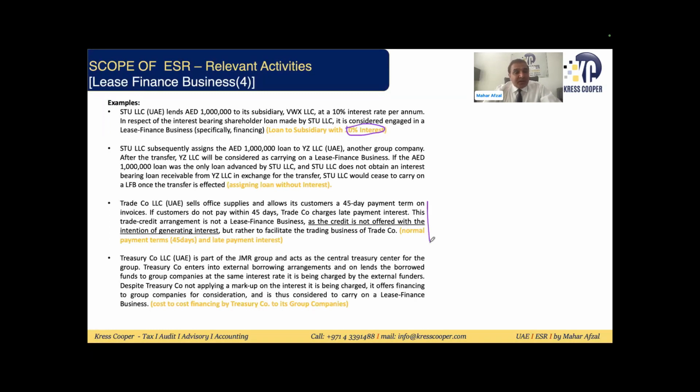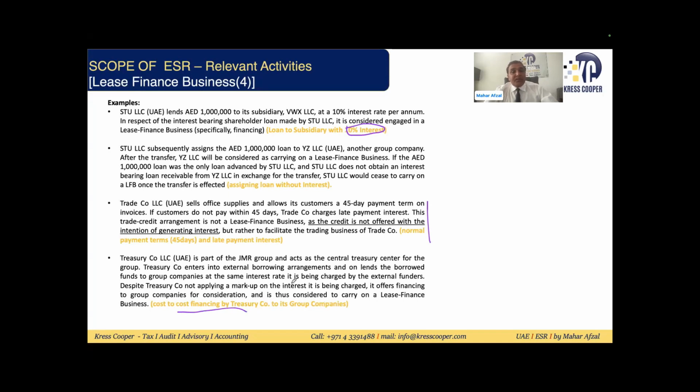In the last one, a treasury company doing cost-to-cost financing to a group company. It doesn't matter whether you are doing cost to cost, below cost, or above cost, and whether you are getting interest or not. It is about whether you are getting consideration or not. If you are not getting any consideration, it will not be subject to ESR.